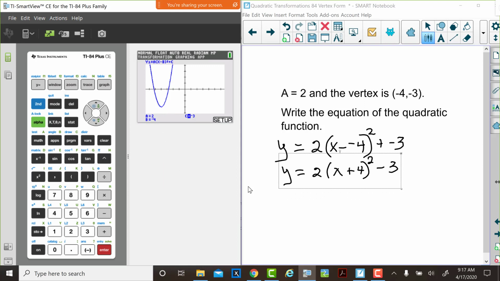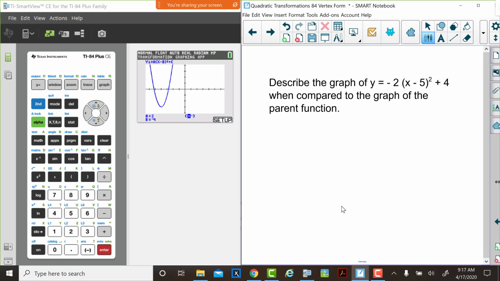Now let's have a challenge. We'd like for you to describe the graph of the function shown on the next page. So this function is y is equal to -2 multiplied by x minus 5 squared plus 4, quadratic in vertex form. Describe the graph of this function when compared to the graph of the parent function. If it would be helpful, sketch your graph, of course. You could record the vertex, the axis of symmetry, and any other attributes of the graph.